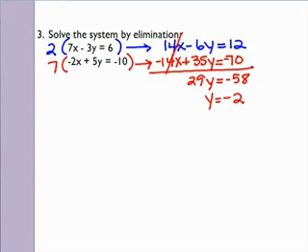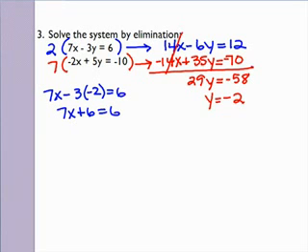Okay, now I can plug it back into either of the ones that we started with. So I'm going to go ahead and plug it into the top one. 7x minus 3 times negative 2 equals 6. So 7x plus 6 equals 6. So 7x equals 0. So x equals 0. Okay, so my ordered pair should be 0, negative 2.